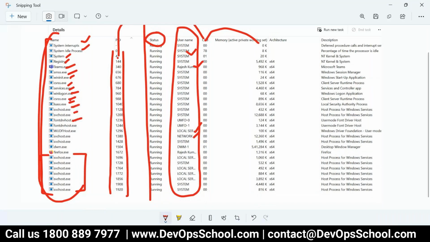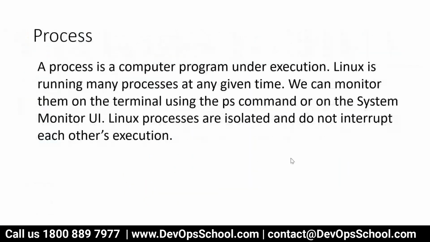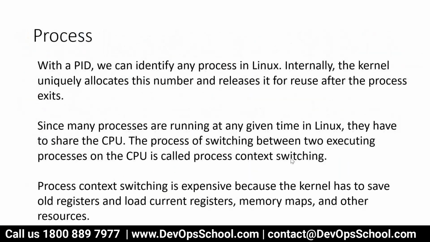Okay, so now with the PID you can identify any process in Linux. Same with Windows also. Internally, the kernel uniquely allocates this number, and remember that the kernel allocates this number and releases it for reuse. Once the process dies, the number is released to be reused after the process exits.